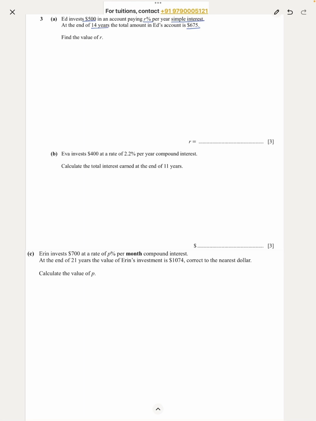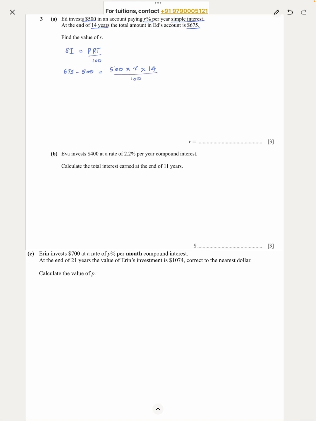So let's go in for this simple interest formula. SI is equal to PRT by 100. Simple interest has not been given directly, but it has been given as principal and the final amount. So if we subtract the principal from the final amount, we will get the SI, and P is 500, R we don't know, T is 14, by 100.